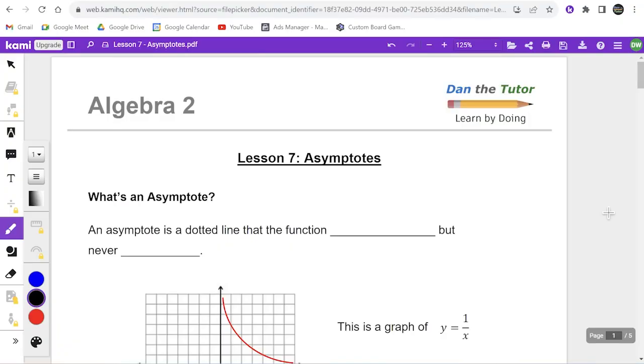This is going to be lesson 7 of the Algebra 2 summer course. Today we're going to be talking about asymptotes. Maybe you've heard of an asymptote before, maybe you have not. Regardless, I'm going to be explaining what they are and how you find them.